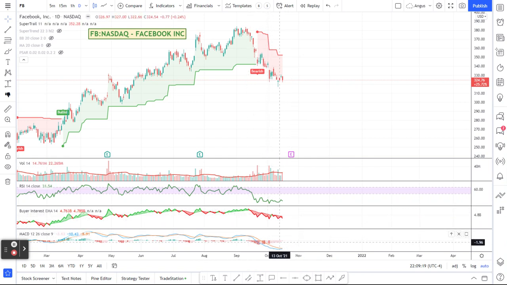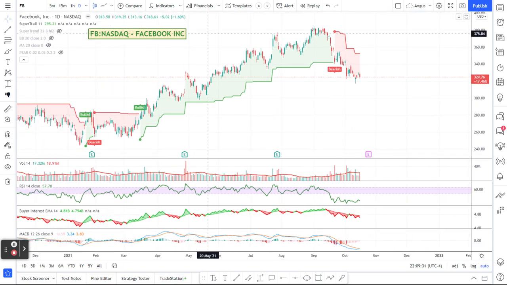But your MACD is starting to soften and might start to turn green. So anyway, that was a much longer explanation of what I thought, but I just thought I'd share it with you just in case it gives you any insights into how this SuperTrail works.